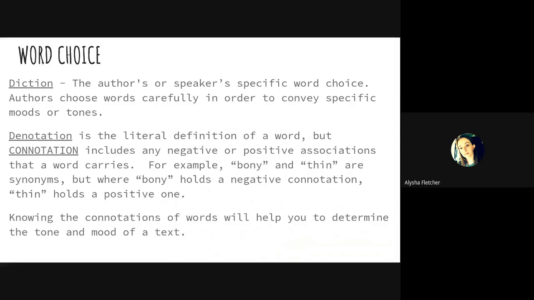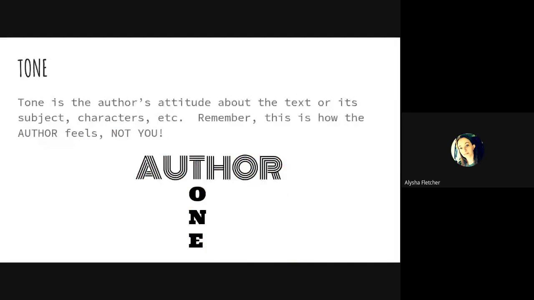Tone is the author's attitude about the text or its subjects, characters, etc. Remember, this is how the author feels, not you. So keep that little image of author tone in your mind when you're asked about the tone.